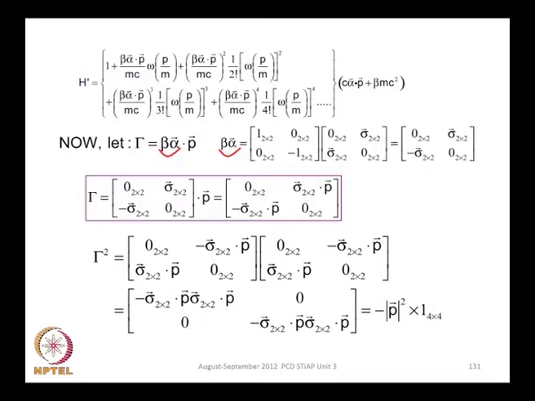and now you can take the square of this to get gamma square. So, let us take the square of this, and you can go ahead and work this out and find that this is nothing but minus p square times the 4 by 4 unit matrix. You know how to handle sigma dot p times sigma dot p, right. So, it will give you the p dot p, and then you will get a cross product of p with itself, which you will throw. So, you get essentially minus p square.